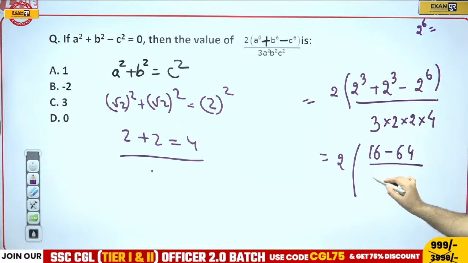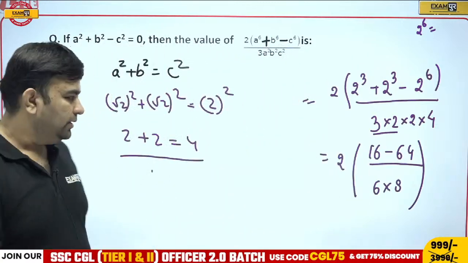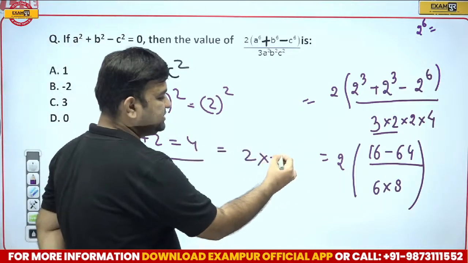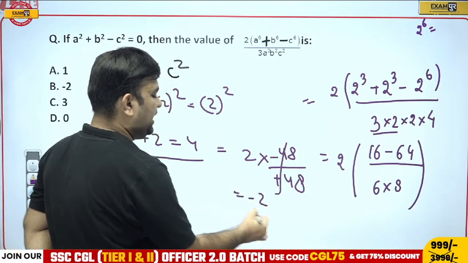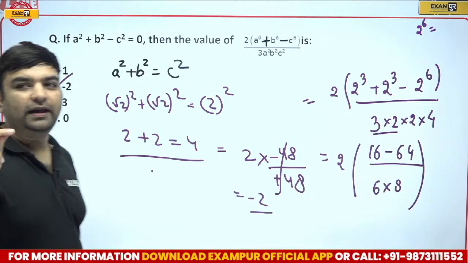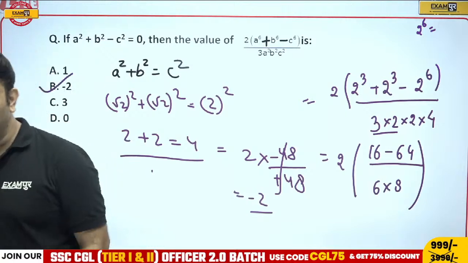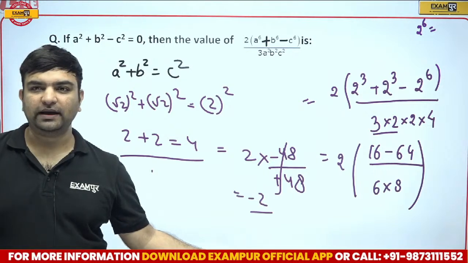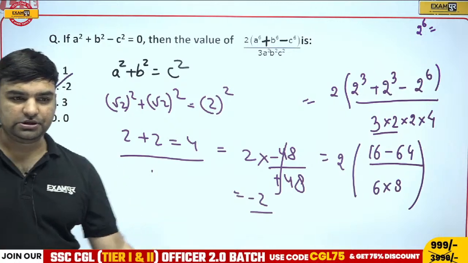Divided by, this is 6 into 8. What is your answer? This is minus 48 and this is plus 48. Anyone has given it correctly? Well done, Harish. Very, very well done. Minus 2 is the ultimate answer. Harika has also, I think, given it correctly. Well done, Harisha, Harika and Harish. Let's move on.